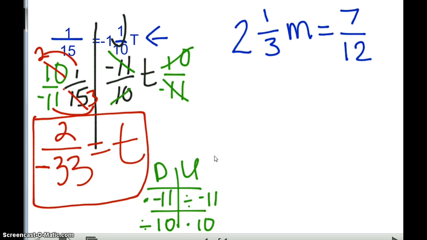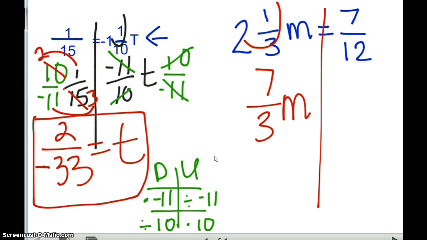All right, let's go over to the second one over here. I'm going to draw my line down again. And remember, because you're multiplying, you have to J-hook that first, make it improper. So 2 times 3 plus 1 is 7/3 m equals 7/12. Okay, so I've got 7/3 m equals 7/12.